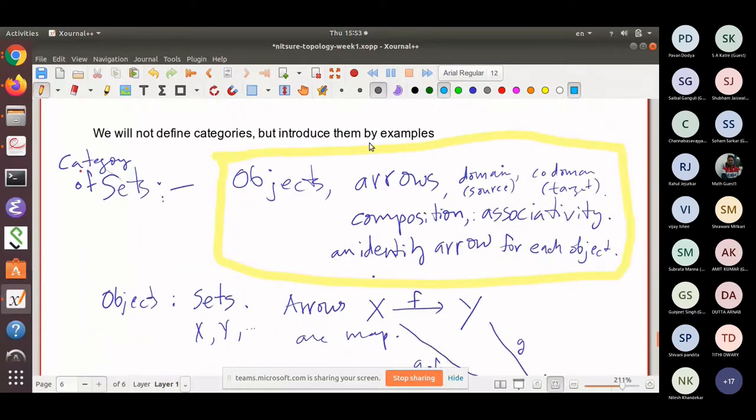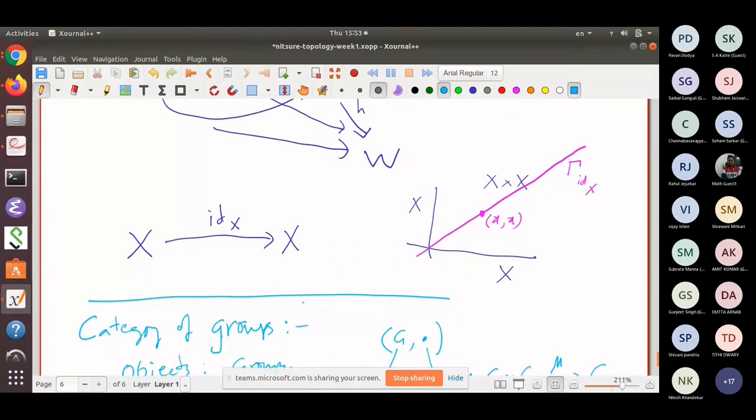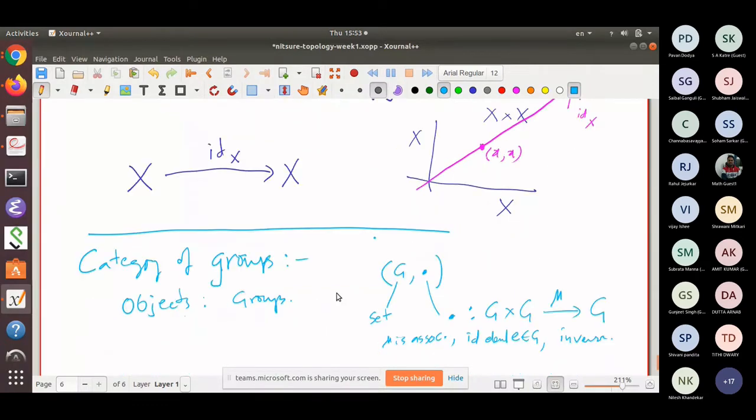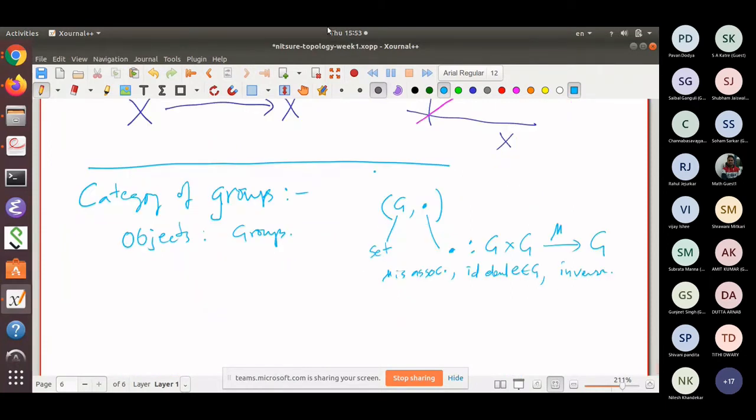Now somebody tell me what arrow should I take in my category of groups. So by the way, this pair, you are pretty used to this abuse of notation, that this group is not usually written as G comma dot. It's simply written as G, and we suppress the notation for dot. The notation for dot is understood. This is simply denoted by G, with dot as understood.